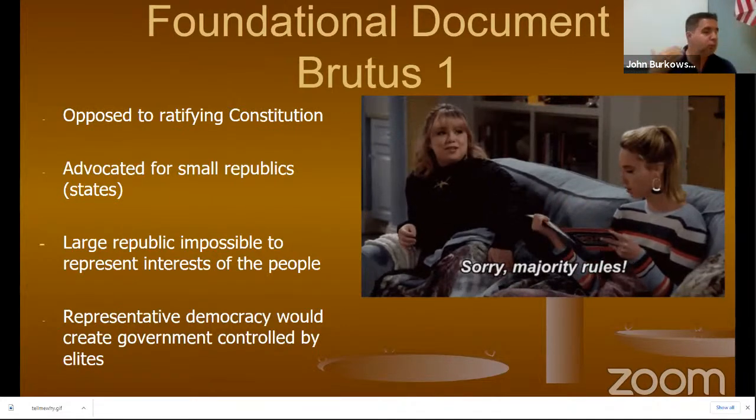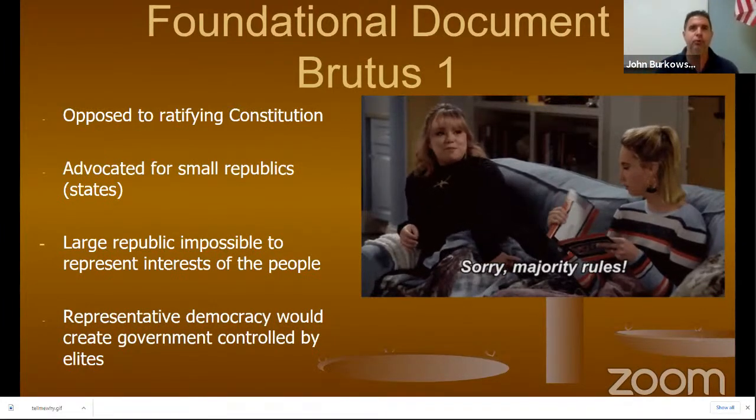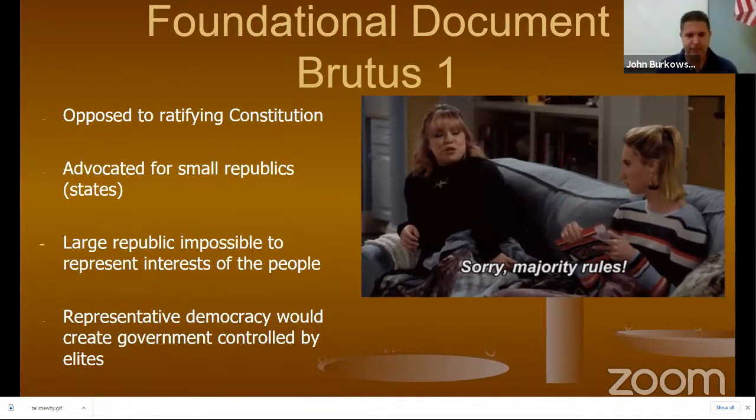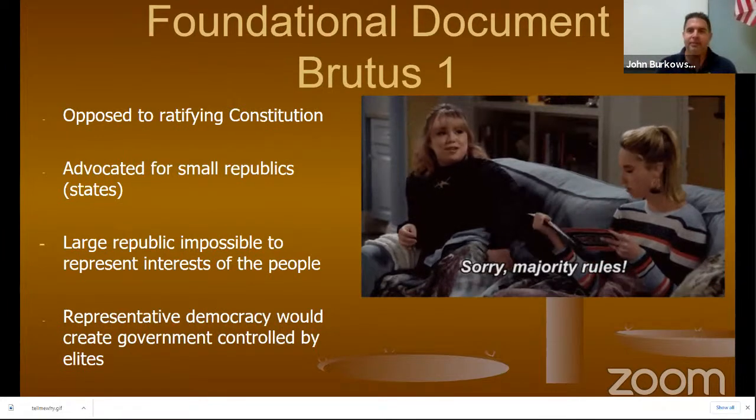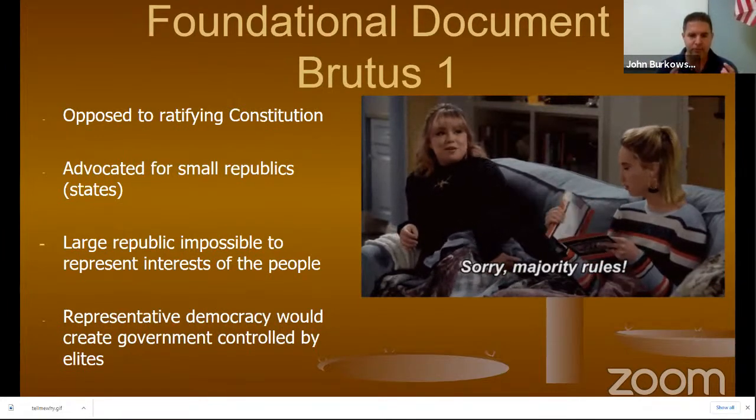So for Brutus 1, we are recapping here, right? It is from a perspective to oppose the ratification of the Constitution. That's what all these anti-federalists, to a degree, want to do. They're afraid. They're concerned, right? In Brutus 1, he's saying, we want the states. We want to keep the states. It's about keeping those small republics.